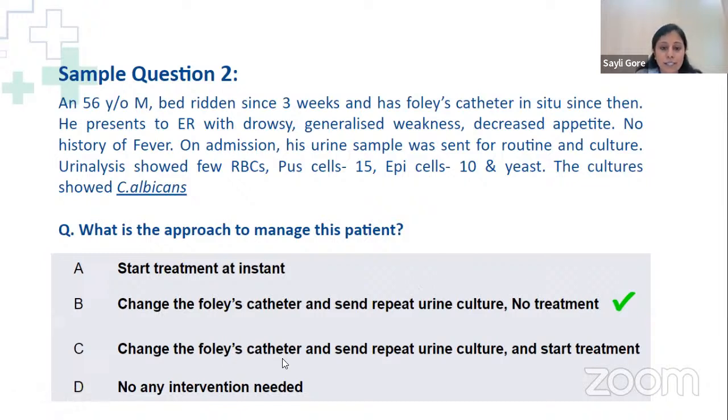Even if the Foley's catheter is changed and the repeat urine culture is sent, there is no need to start treatment, because this looks like a colonizer, since even epithelial cells are present in the sample.